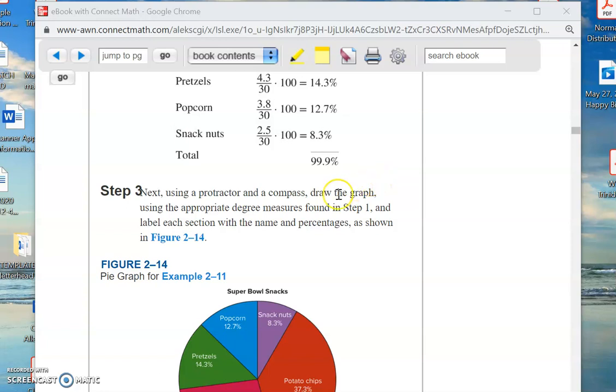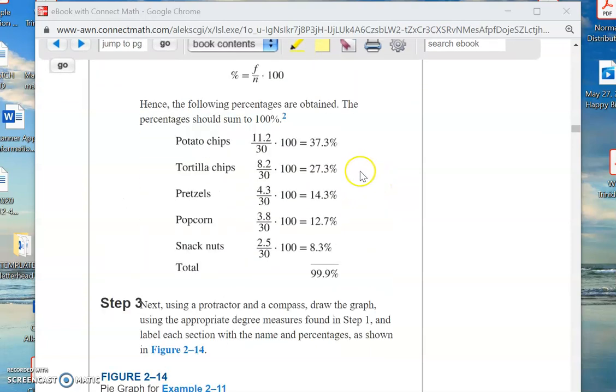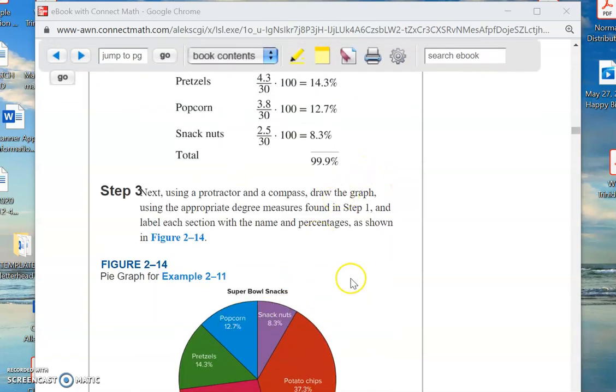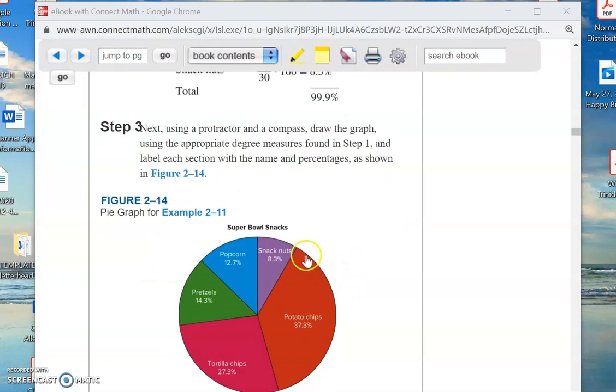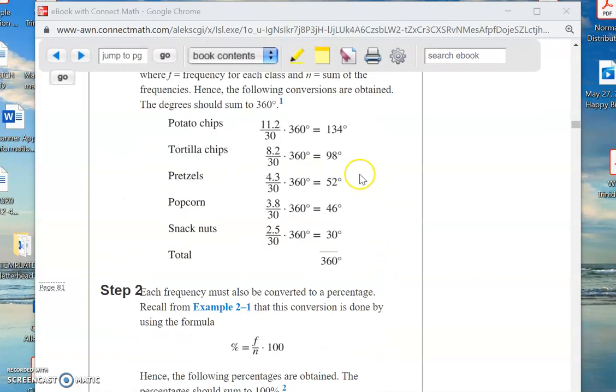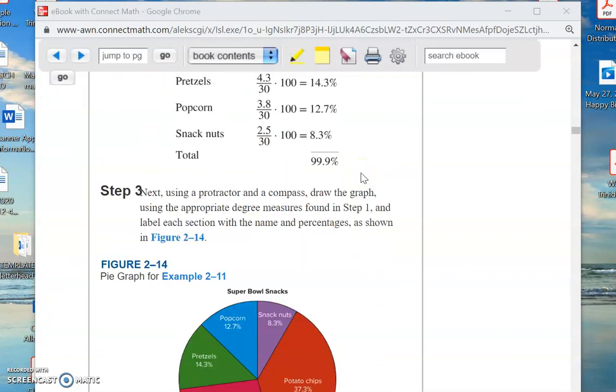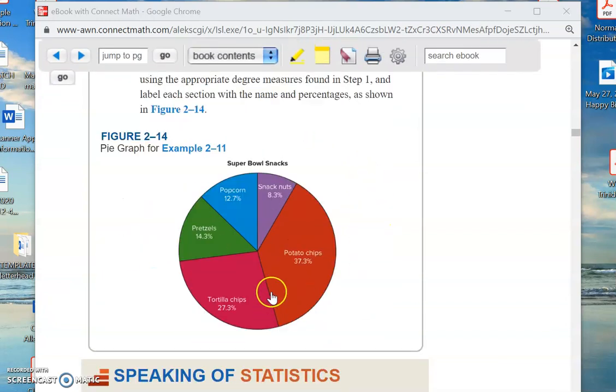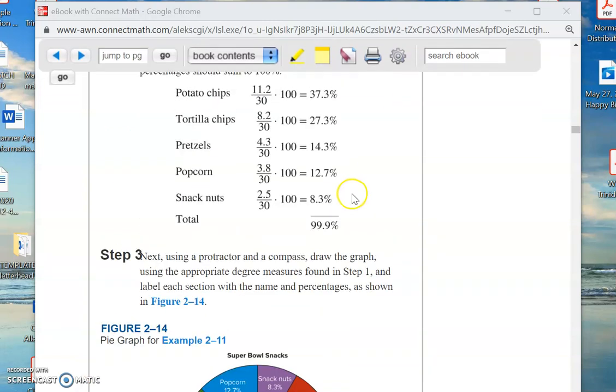Okay. So in any event, you get the percentages, but then that corresponds to the degrees. So between this part of the pie, it is a certain number of degrees. Well, what's the number of degrees? The number of degrees for potato chips is 134 degrees. Okay, where's the potato chips? Right there. So this angle right here between here and here is 134 degrees. You got your protractor out, you see what I'm saying.